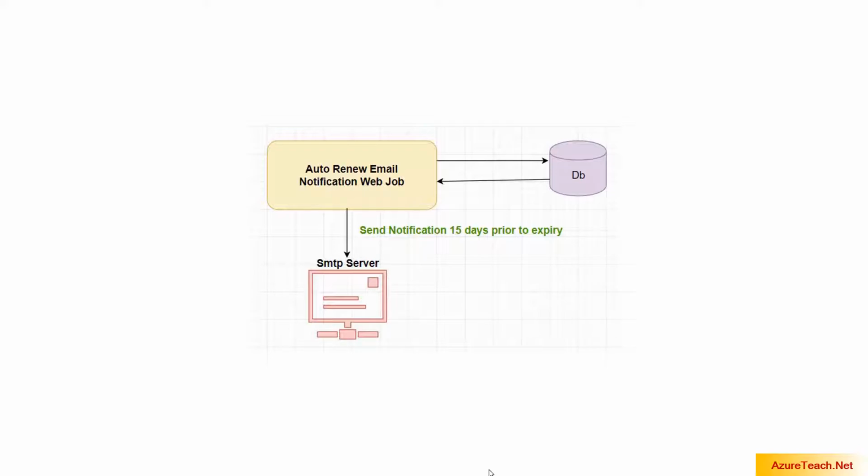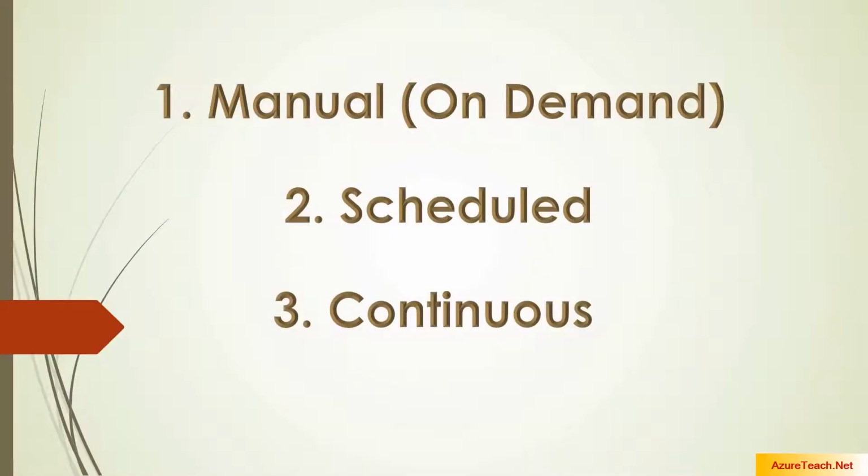First, let us understand the basics of web job. Web job is a process that runs in the background and performs certain tasks. There are three types of web jobs: manual, scheduled, and continuous. Manual web jobs means you will deploy the application as a web job and you run that manually. And scheduled web jobs means these processes will run at a particular configured time. And continuous means these processes will run continuously 24/7.